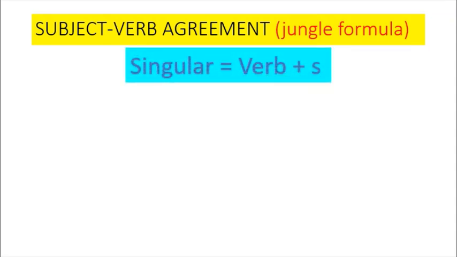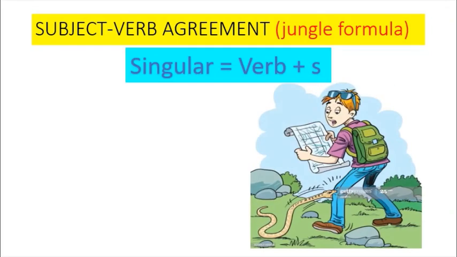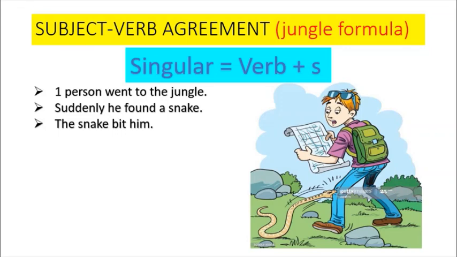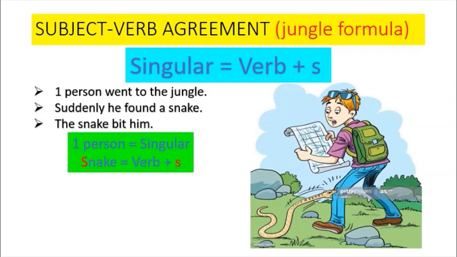Another formula is called the jungle formula. As we know, if the subject is a singular noun or pronoun, the verb must add the S family at the end of the verb. This is a story about a man who entered a jungle. When he went to the jungle, suddenly he found a snake. Then the snake bit him because he was alone. So, one person or a man represents the singular noun or pronoun. The snake's S is the verb. Due to the snake bite, the verb must end with the S family. There are ES, IES, and S.